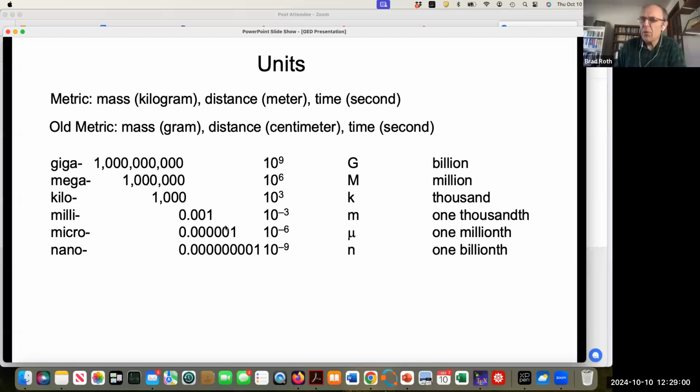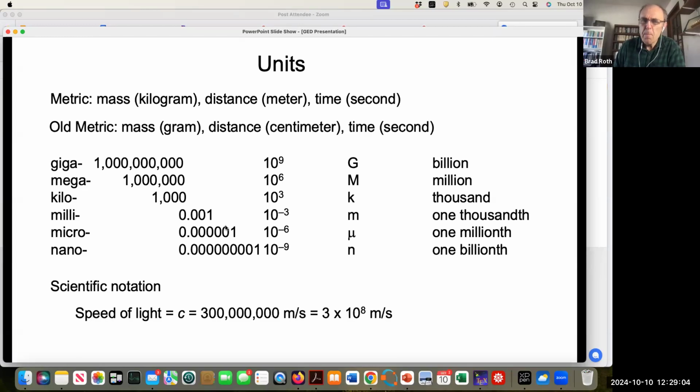And the other thing that you need to do, because data might be given in the science section in scientific notation. So for instance, the speed of light is roughly 300 million meters per second. If you take the decimal point and count over 1, 2, 3, 4, 5, 6, 7, 8 places, you'll get 3. So 3 times 10 to the 8th meters per second. That's written in scientific notation.